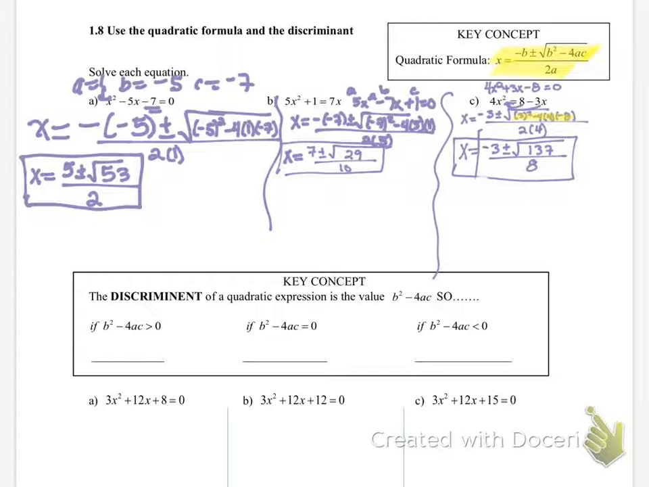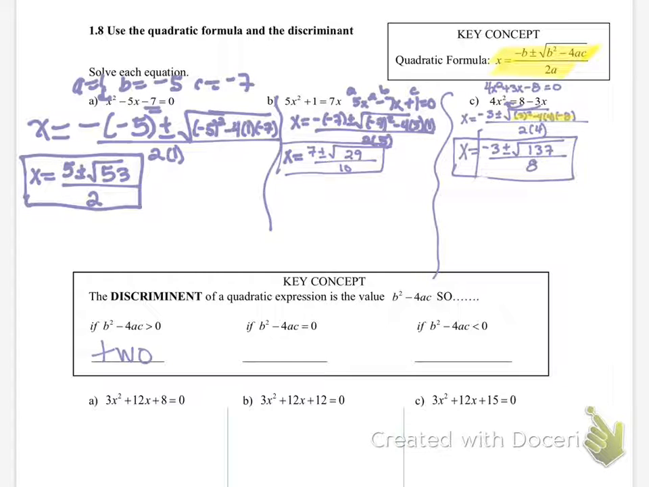Discriminant is just the stuff under the square root. Okay, so if it's positive, meaning greater than 0, like it was in these three examples here, it was 53, 29, 137, then you're going to always have two solutions. So two places where it crosses the x-axis when you graph it, right? That's what you'll see.